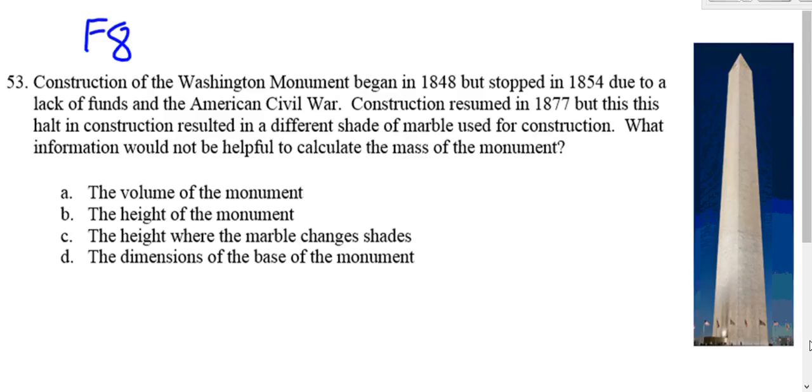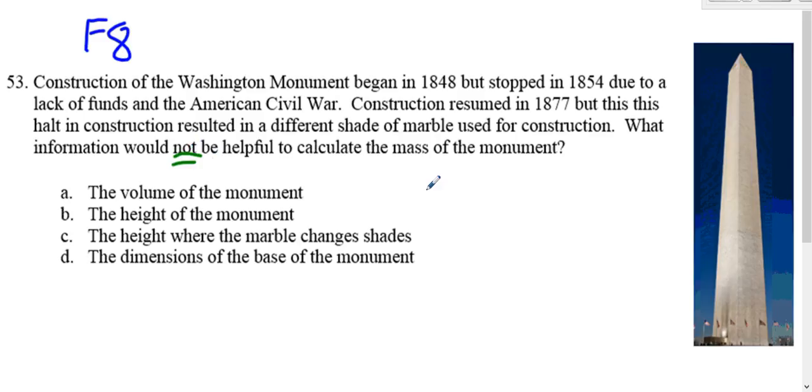Here's the Washington Monument. For a period during and around the Civil War, construction stopped, which resulted in a change in the color of the marble. If you're finding the mass of the monument, what would not be helpful?